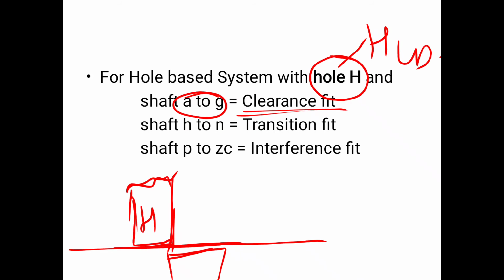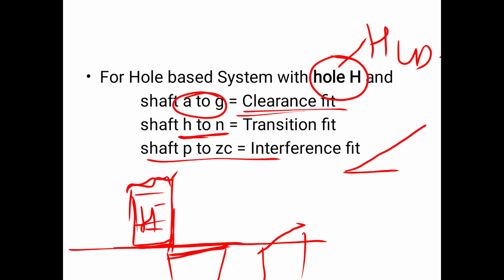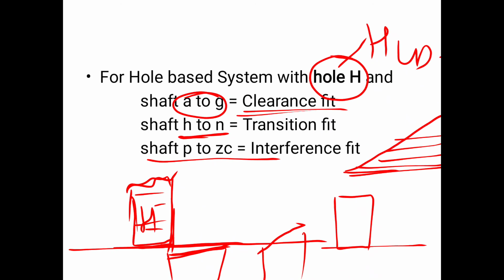Okay, means their dimensions are going to increase like this. Then from S to C it will be a transition fit, it is well below this. And from P to ZC there is an interference fit, it will vary like this from this line, and the maximum hole will be like this. So from this you will have an interference fit.